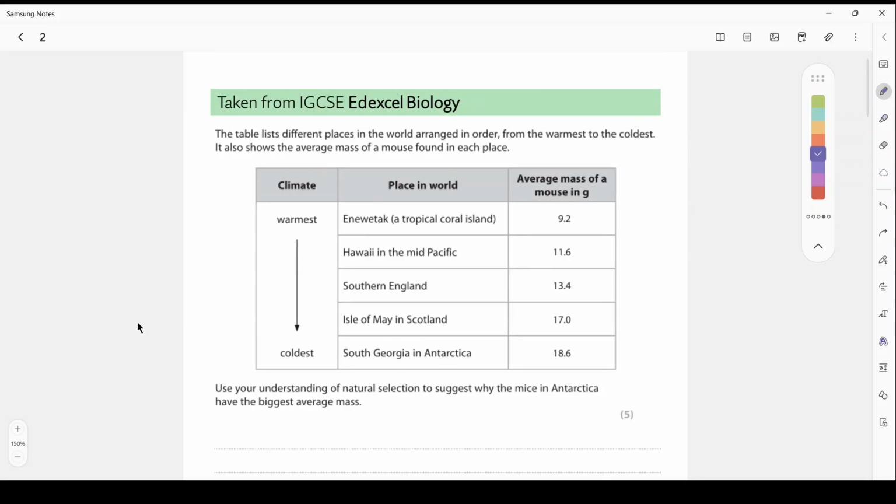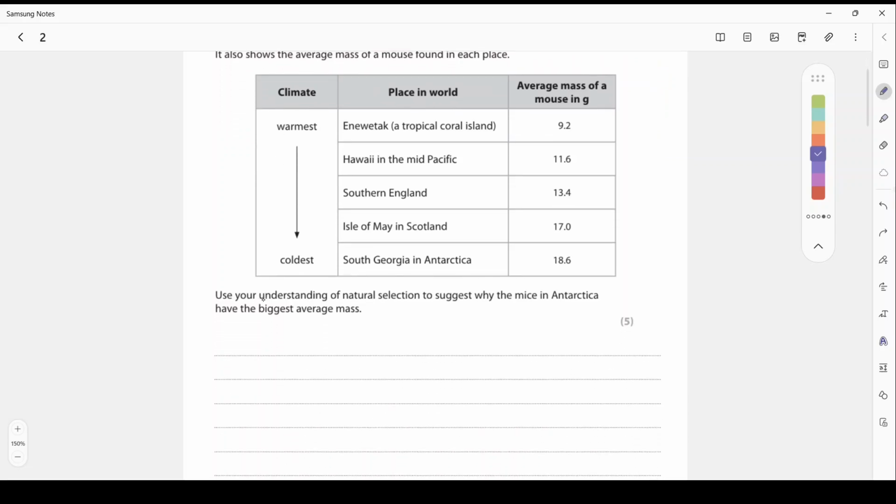The table lists different places in the world arranged in order from the warmest to the coldest. It also shows the average mass of a mouse found in each area. Use your understanding of natural selection. So sometimes it'll give you a clue in the question as to how to approach the question to suggest why the mice in Antarctica have the biggest average mass. So we can see from the trend here, the colder the place is, the greater the mass. So a good thing to start off with is to mention the trend that we see. So let's write that down.